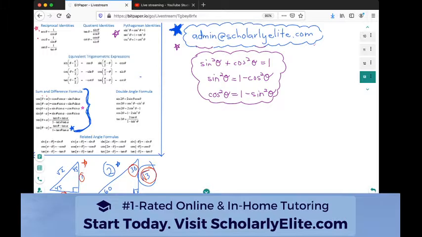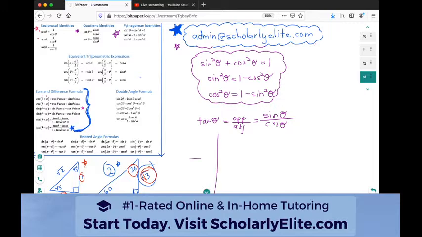And then also the quotient identity that I want to show you guys is this one here. So we've got tan of theta, which we know is opposite over adjacent. Another way of saying tan of theta is saying sine of theta divided by cosine of theta.